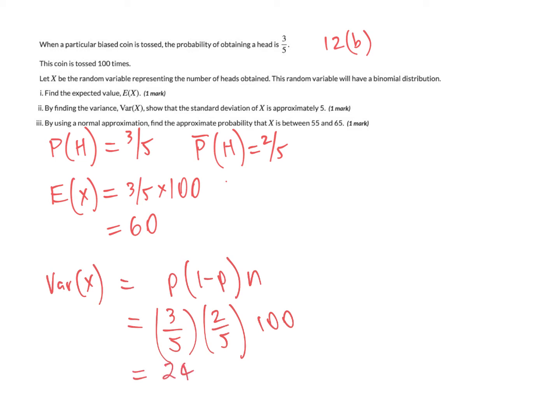So our standard deviation is going to be the root of 24, which is about 4.8. And then we're asked to show that it's approximately equal to 5, which it is.